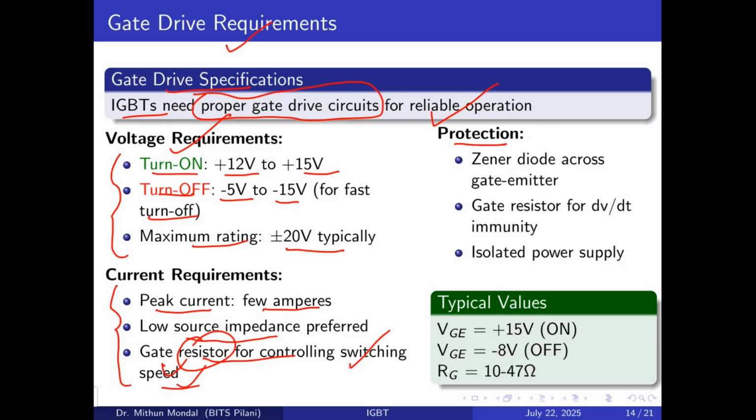Some protection devices we will be using in the gate: a zener diode will be connected across the gate emitter. The gate resistor will be used for dV by dt immunity, and there will be an isolated power supply. The typical values that we use are gate to emitter voltage of 15 volt in the on state, minus 8 volt in the off state, and the gate resistor of around 10 to 47 ohms. So these are the design parameters for a proper gate drive circuit.